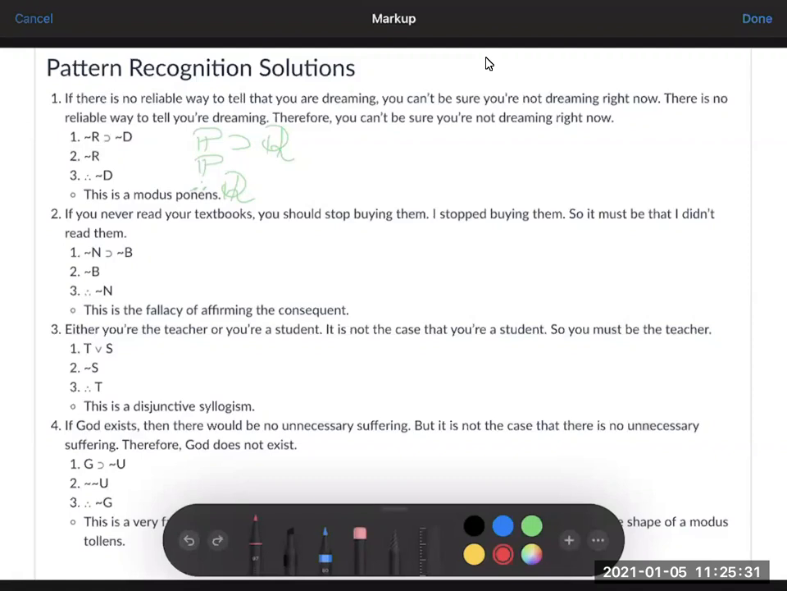So, okay, let's do that again, maybe a little faster this time. If is a logical indicator word, there's an implied then right there. Let me get rid of this stuff over here. There's an implied then.